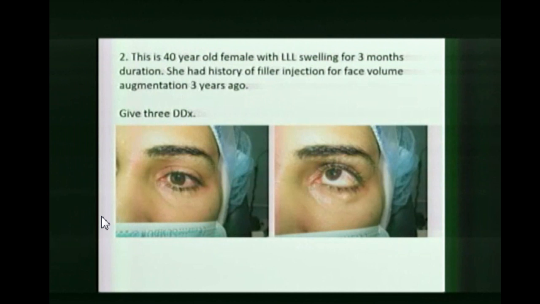Okay, this is a 40-year-old female with left lower lid swelling for 3 months duration. She had a history of filler injection in the face for volume augmentation 3 years ago. Give me 3 differential diagnoses.